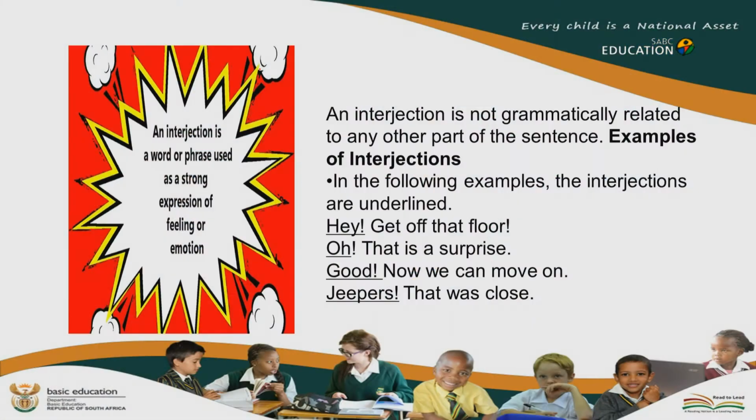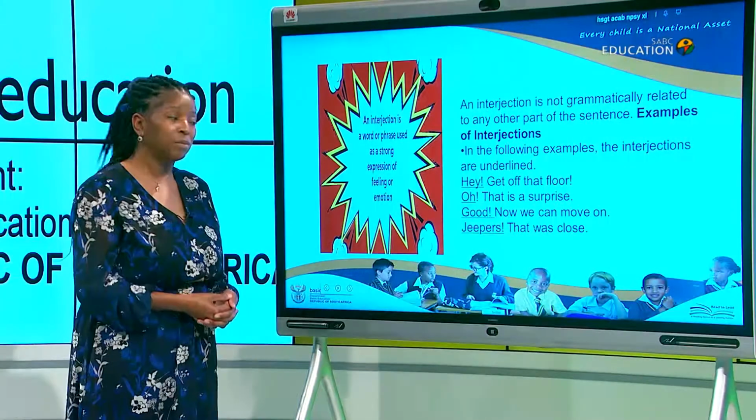What's important is that if you are going to use interjections in your writing, make sure that when you write that interjection, it is always followed by an exclamation mark. You may have 2 exclamation marks in your statement where you say, hey! Like here, get off that floor! Or good! Now we can move on. One more rule you have to remember is that after that particular exclamation mark, you need to have a capital letter.